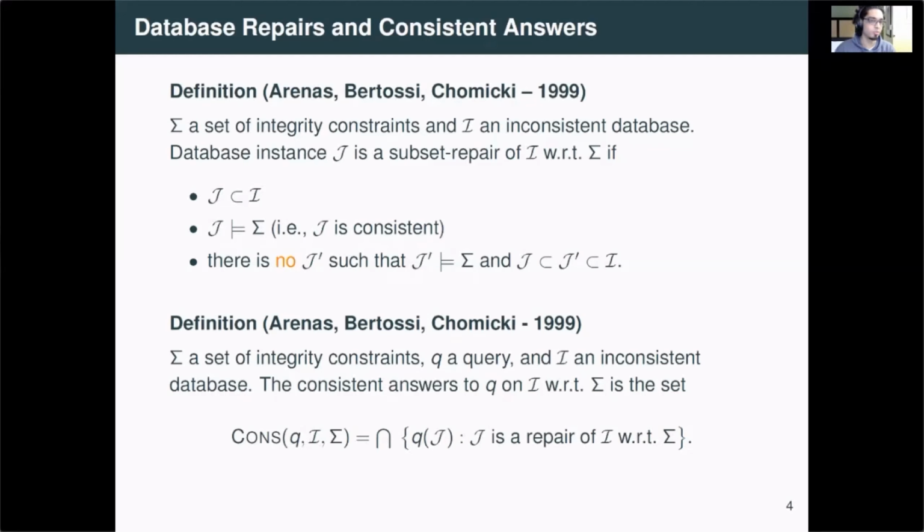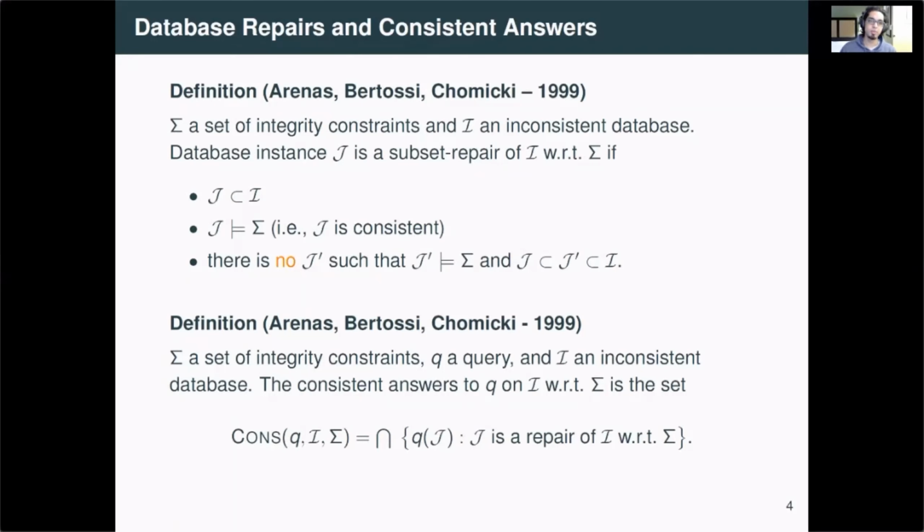Second condition is J should be consistent. That is, it should follow all integrity constraints on its schema in Sigma. And there should be no other database J prime such that J prime is consistent and J is a subset of J prime and J prime is a subset of I. So in some sense, this is enforcing a minimality condition. That is, you're allowed to delete tuples from I to come up with a database J, but you can only delete a minimal number of tuples. You can't delete too much and say that now I have a repair. So in other words, a repair of an inconsistent database is a maximal consistent subset of that particular database.